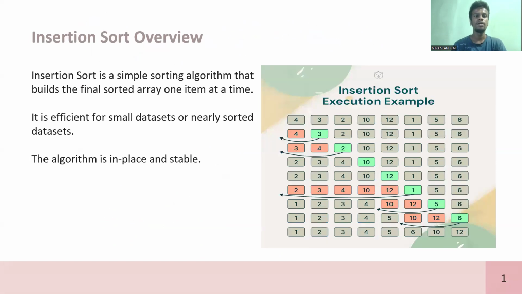So here is the Insertion Sort overview. Insertion sort is a simple sorting algorithm that builds the final sorted array one item at a time. It is efficient for small datasets or nearly sorted datasets. The algorithm is in place and stable.